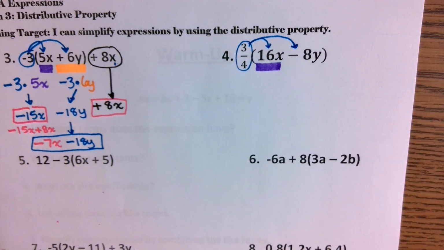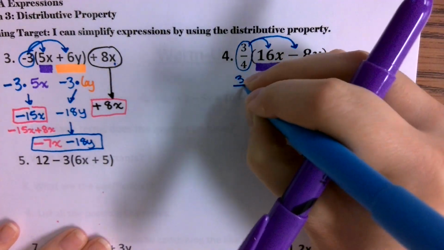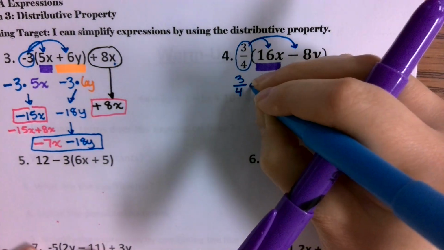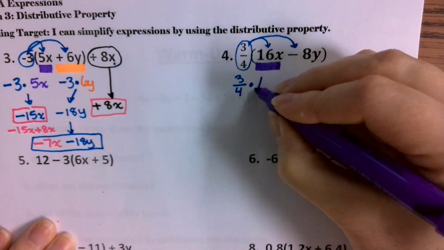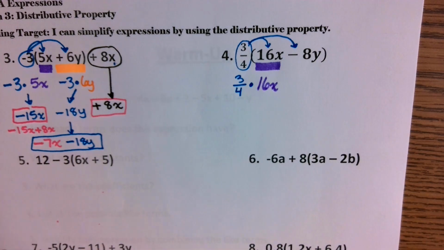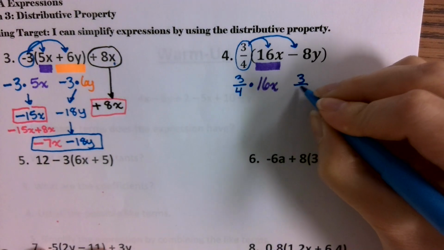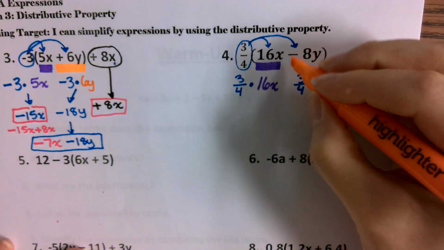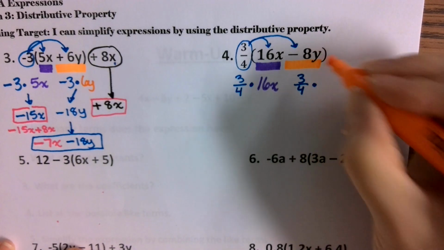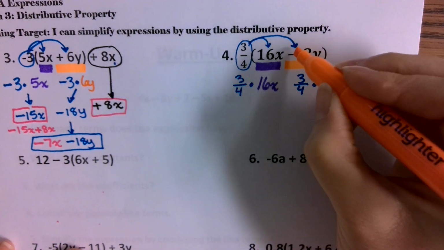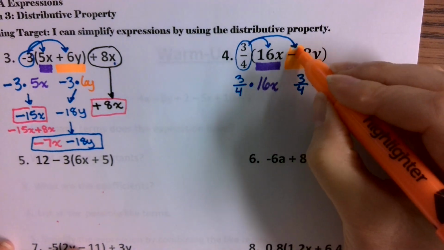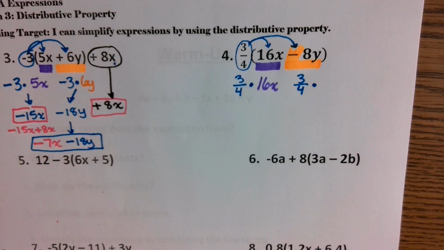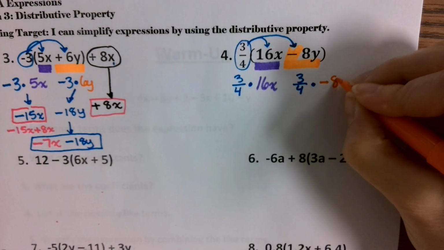That's our first term. We're going to do 3/4 times 16x. And then I'm going to do 3/4 times what? What else am I timing it to? Negative 8y. Very good, Ashir. Negative 8y. That minus sign is going to get included with it, right? This minus sign has to get included with it. So it's a negative 8y.